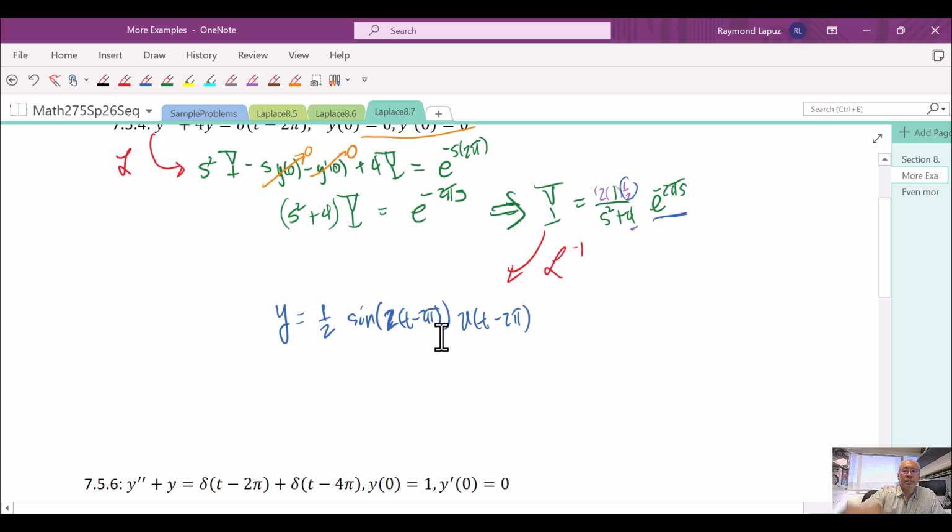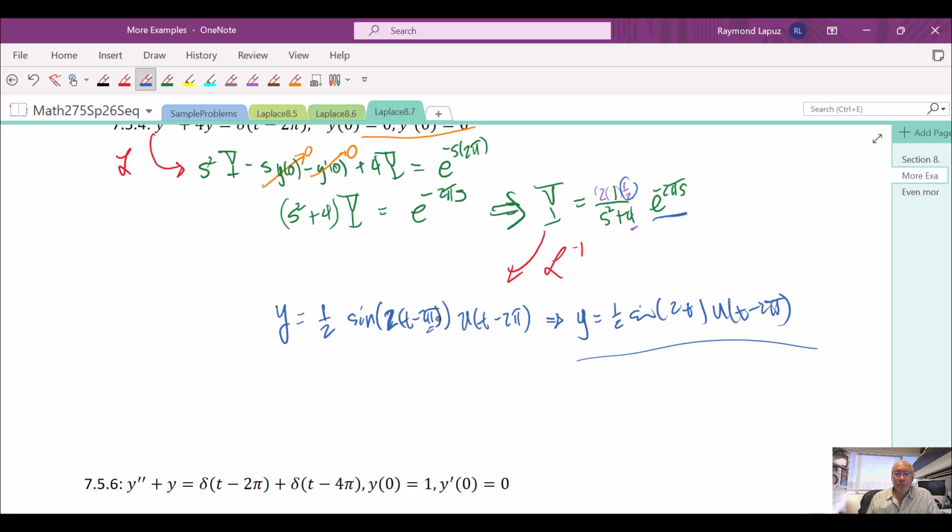Sine has a period of 2 pi, and you multiply this as 4 pi, so it's going to repeat itself. So I think we can rewrite this as y is equal to 1/2 sine of 2t minus 4 pi. So that takes care of the shift. And then u of t minus 2 pi. I think if you're comfortable with your trig, that's probably okay. Or you can just make sure you look up what happens when you're doing some shifting, because if you shift by a period or a multiple of a period, then you're going to get the same function. All right.